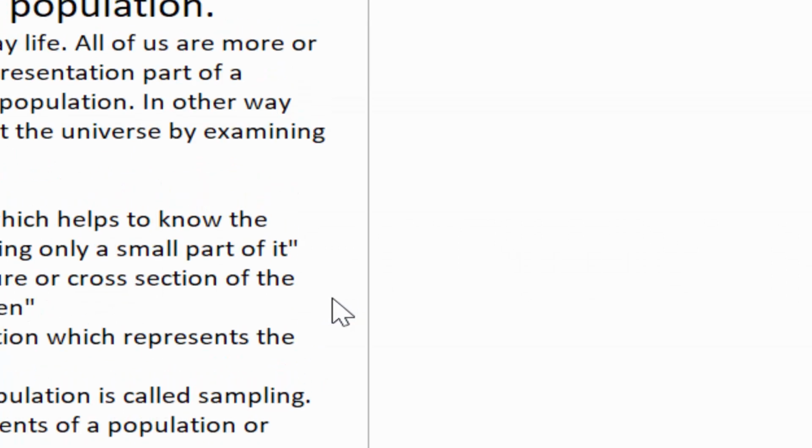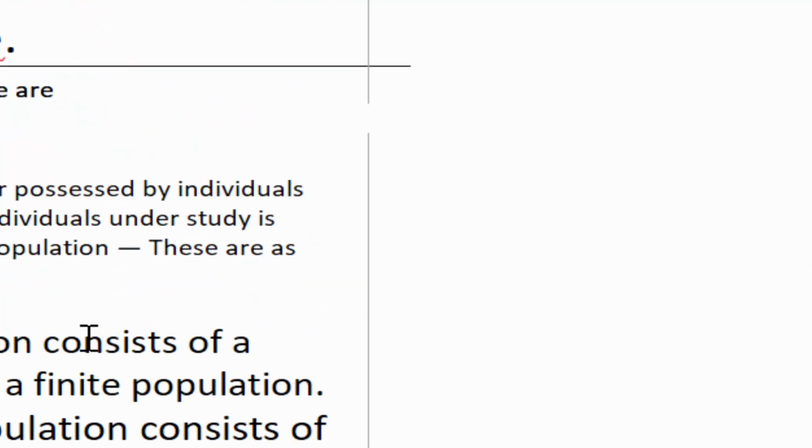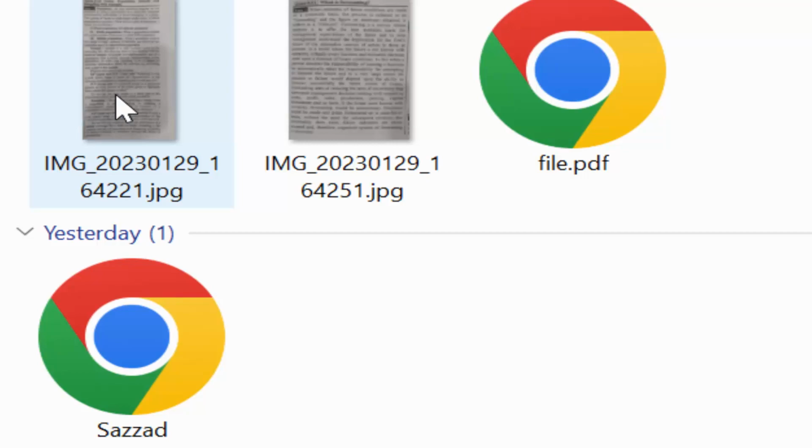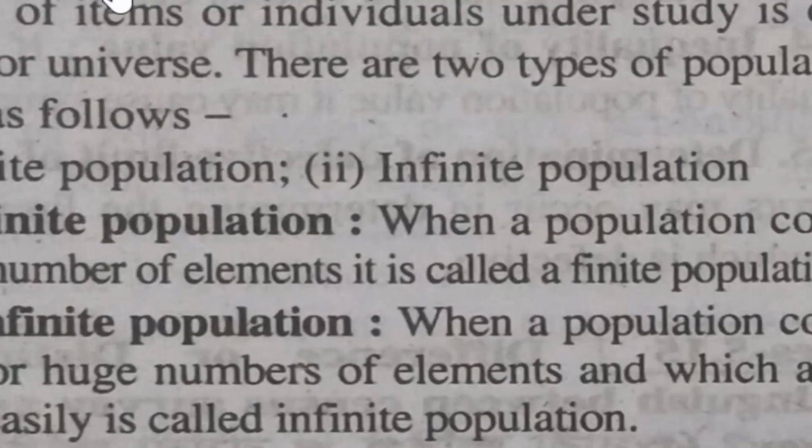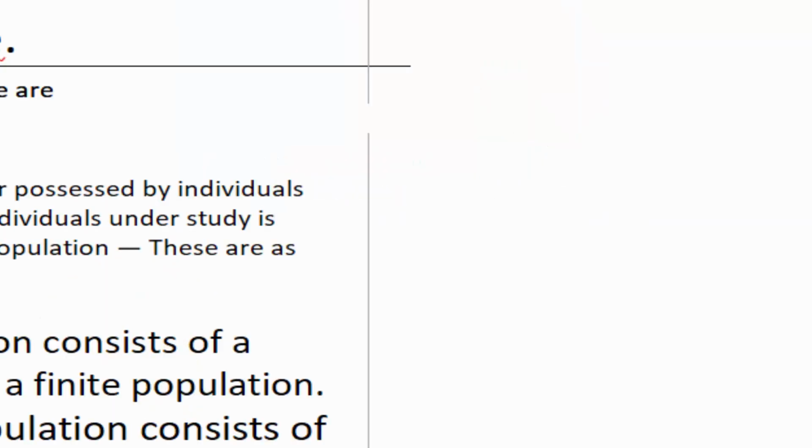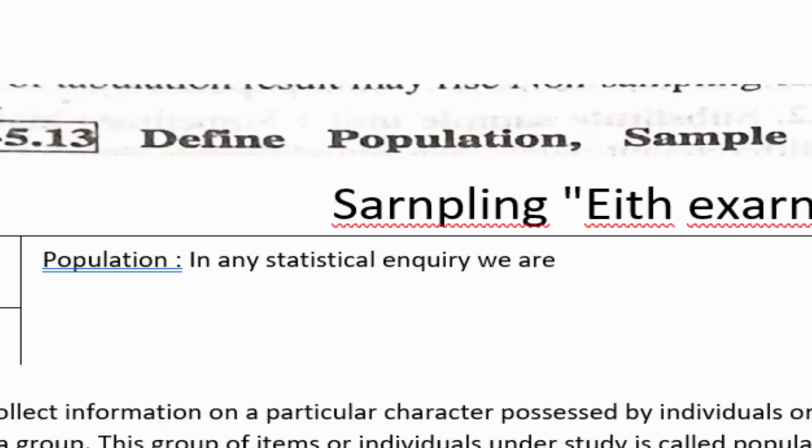Don't click anything, just wait. As you can see, my file, my image file. If I show you my image file, this is my image file. As you can see, it says define population, sample, sampling with examples. Now click on close outline view.